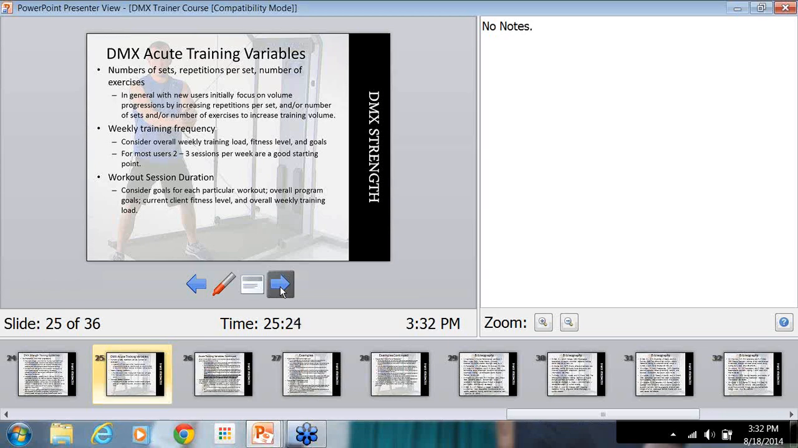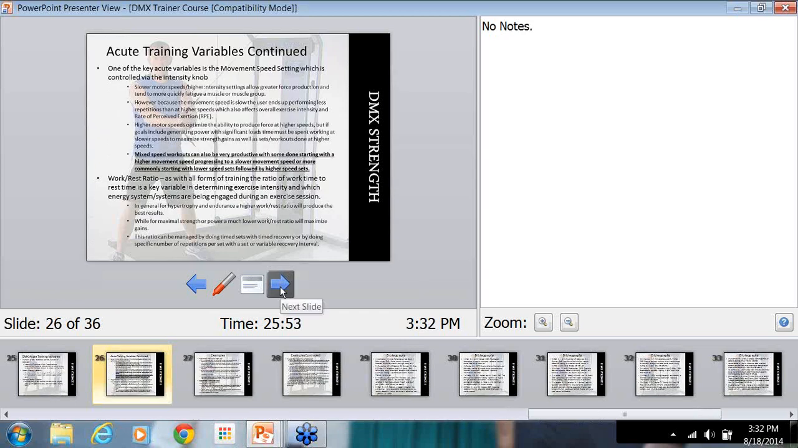Weekly training frequency. Consider, you have to do this properly. How often do you do DMX? You have to consider everything. So what's their overall weekly training load? What is their fitness level, and what are their goals? Rule of thumb for most users, 2 to 3 sessions per week is a good starting point, and then adjust from there. Workout duration, how long? Again, you have to consider the goals for each particular workout. What are the overall program goals? What is their current fitness level? And what is their overall weekly training volume? There's no set answer to that question.